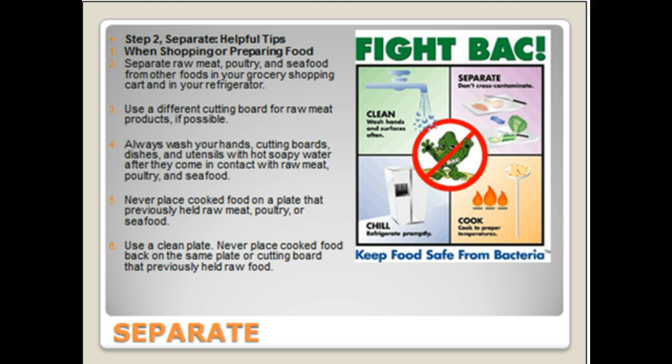Separate. When shopping or preparing food, separate raw meat, poultry, and seafood from other foods in your grocery shopping cart, in grocery bags, and in your refrigerator. Use a different cutting board for raw meat products if possible. Always wash your hands, cutting boards, dishes, and utensils with hot soapy water after they come in contact with raw meat, poultry, and seafood. Never place cooked food on a plate that previously held raw meat, poultry, or seafood. Use a clean plate. Never place cooked food back on the same plate or cutting board that previously held raw food items.